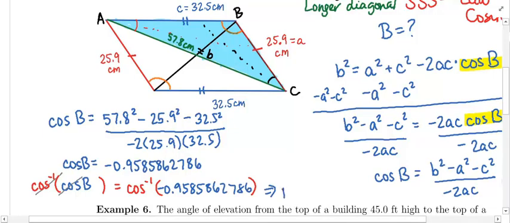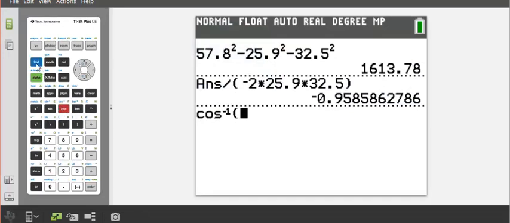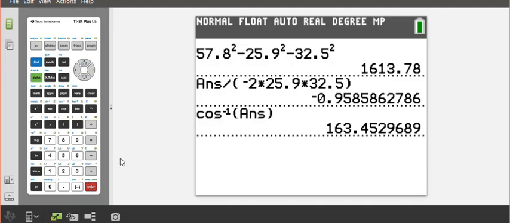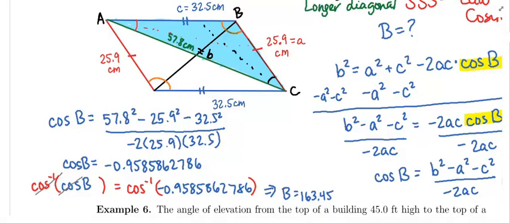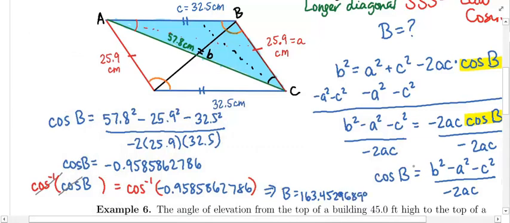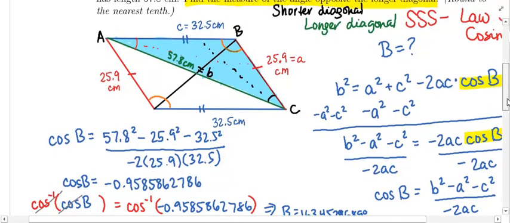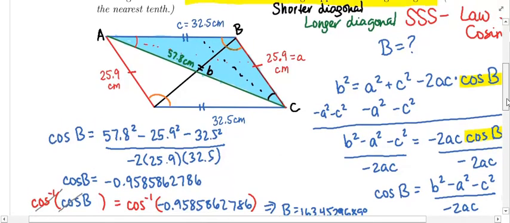So I'm going to go to my calculator and take the cosine inverse of this decimal. Make sure you're in degree mode. You can either retype the whole decimal expansion or just call up the previous answer, and let's see what we get. This is going to be the measure of angle B. Let me write down the full decimal expansion and then we'll round it: 163.4529689 degrees. Based on our picture, it looks like a reasonable answer.